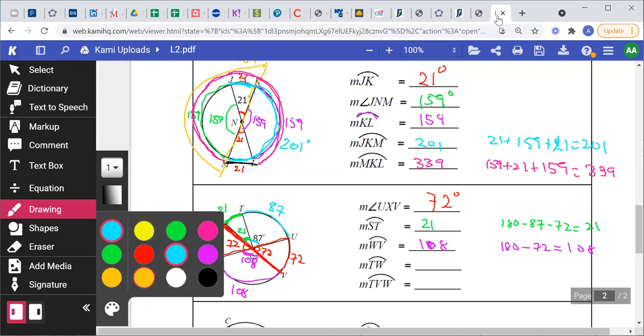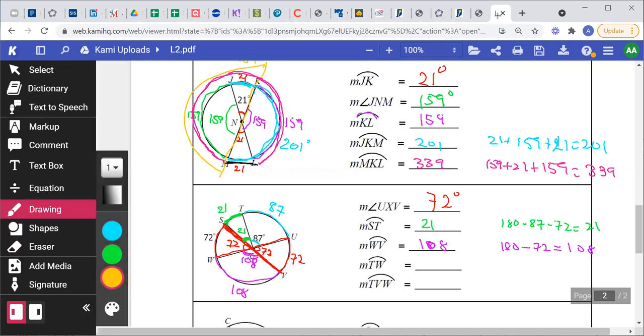Then we are being asked to find TW. You want to move from T down to W. That will be the sum of these two angles, okay? That will be 21 plus 72, which is 93, if I'm not lying. So this is 93. Because from T to W, you have to move first from T to S, which is 21, and then S to W, which is 72.